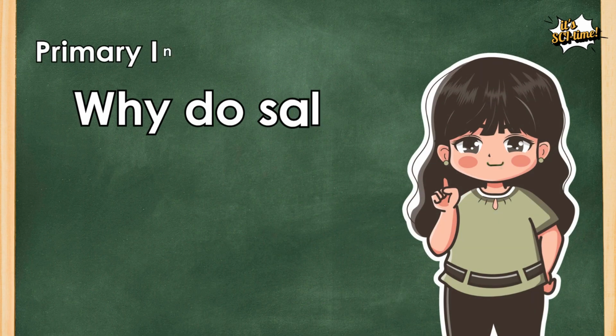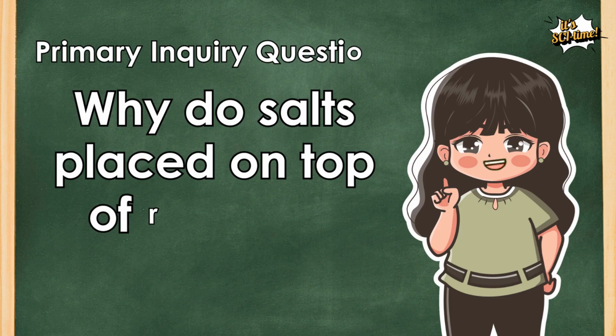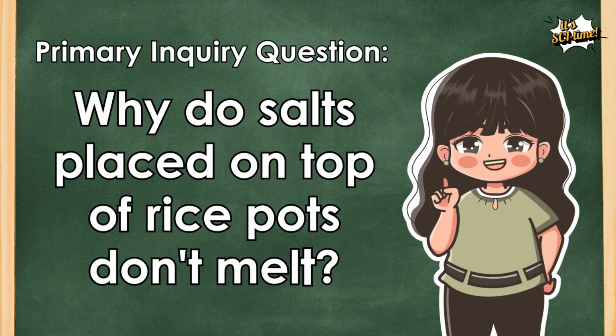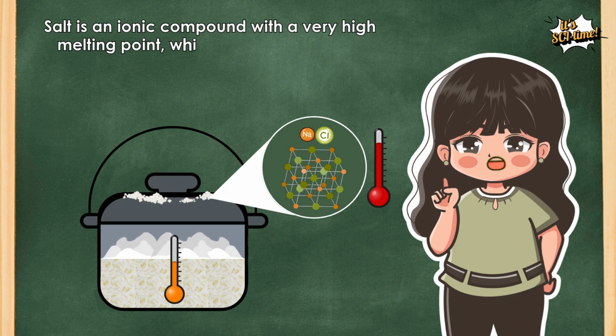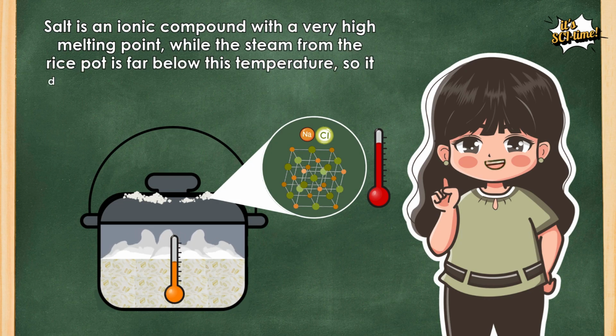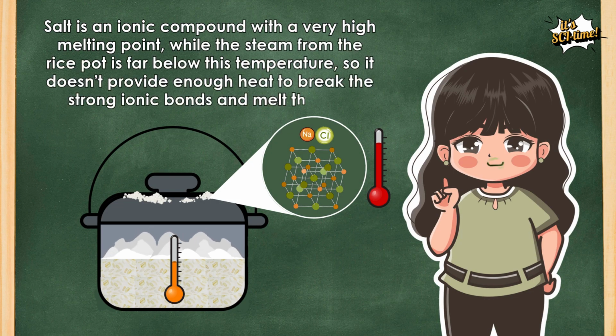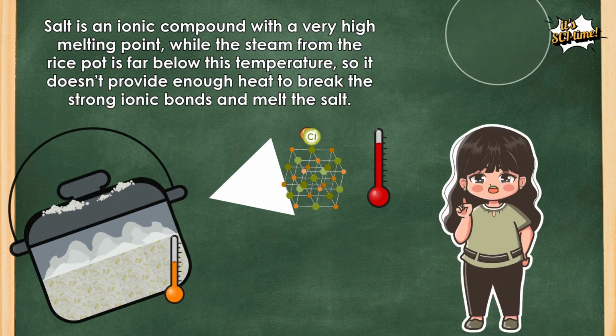Let's go back to our primary inquiry question: why do salts placed on top of rice pots not melt? Salt is an ionic compound with a very high melting point, while the steam from the rice pot is far below this temperature, so it doesn't provide enough heat to break the strong ionic bonds and melt the salt.